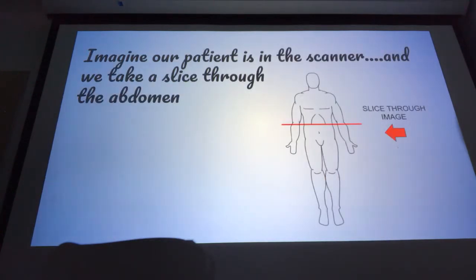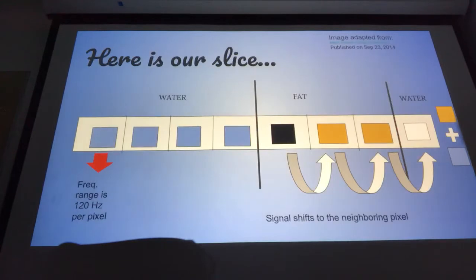So if we imagine that this is our patient, and we're going to take a slice right through his abdomen where that red line is, this picture is sort of going to depict that slice. So if each white box here represents a pixel, we apply a gradient, we get a sample, we put that sample through Fourier transform, and we'll get a list of frequencies and a list of corresponding signal amplitudes for each area in that pixel.